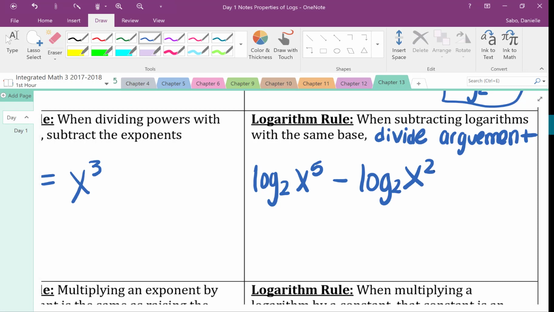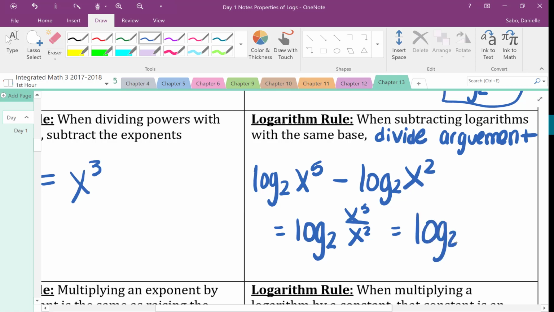So now I can condense it to one log, which is very beneficial when you're trying to solve for logs. We're trying to find an answer. But when I condense them, I'm going to end up dividing them. So I have log base 2 of x to the 5th divided by x squared. And we know what that is. What was it again?